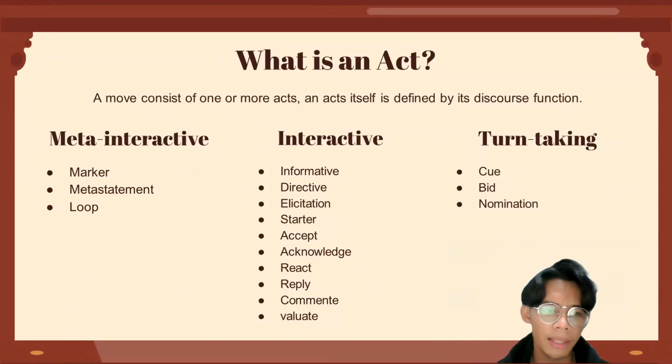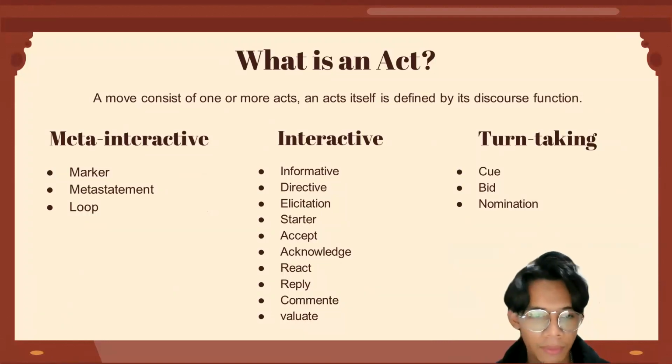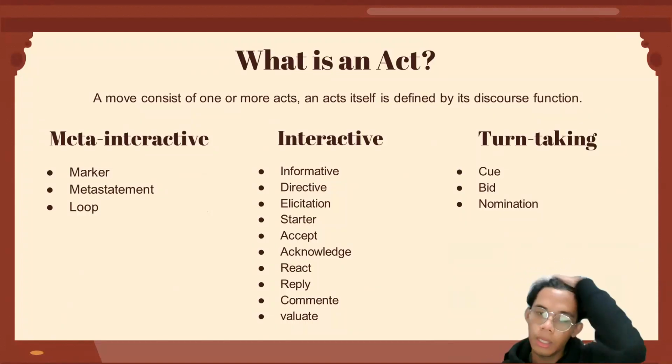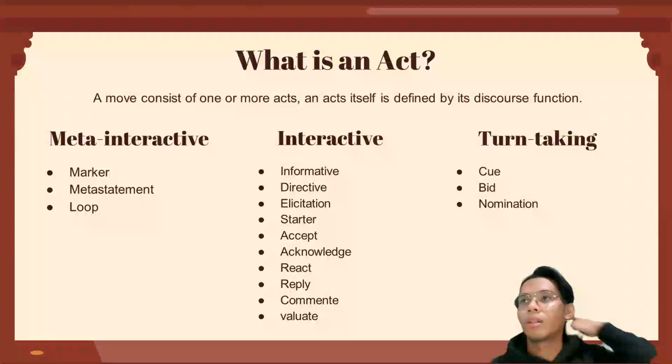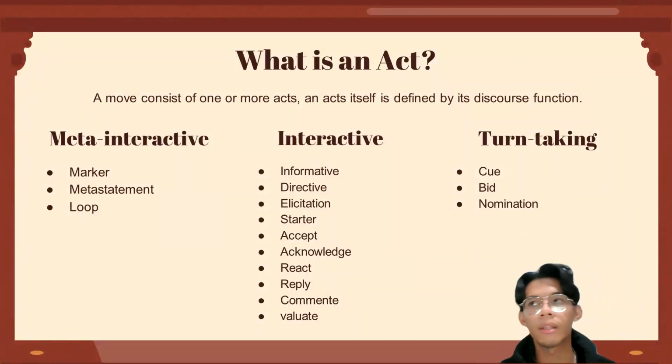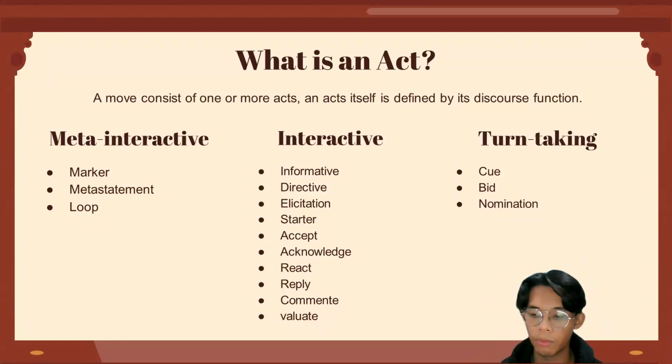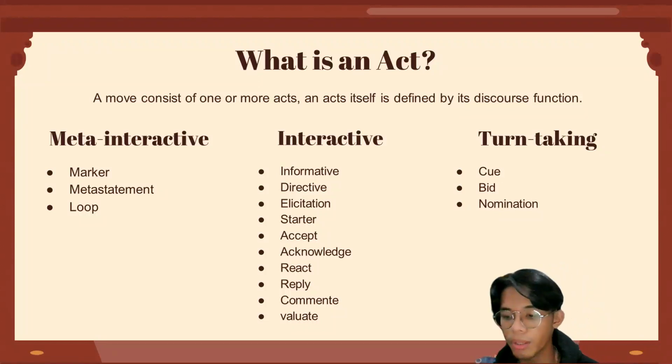And then next is the meta statement. What's the meta statement? It talks about the discourse, and realizes focusing moves. So it's like when the teacher explains the material or the direction, that is what we call a meta statement. And then the last is the loop. A loop is used to put the discourse back to where it was before the preceding move. Examples are "Excuse me, what did you say?" or "I beg your pardon."